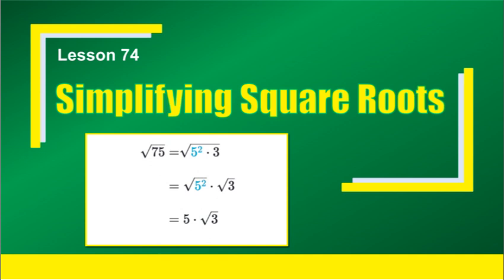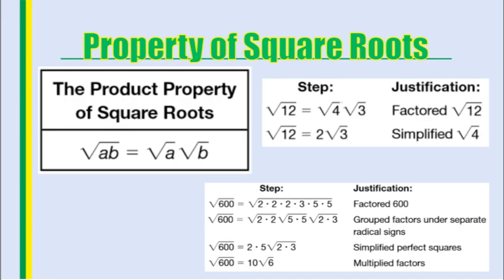Lesson 74, simplifying square roots. So what you see here, the square root symbol, we would call that a radical symbol. And every number or variable inside the radical symbol would be called the radicand. A couple of things that we want to look at today. So the property of square roots.